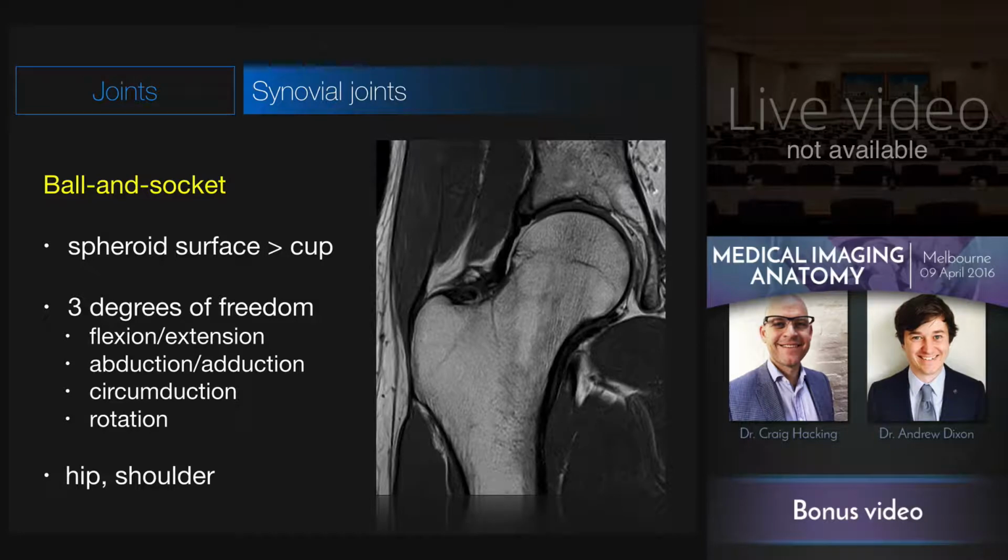The hip and the shoulder are typical examples of ball and socket joints, and here we have the hip on MRI, a nice ball-shaped femoral head sitting within the cup-like depression of the acetabulum.